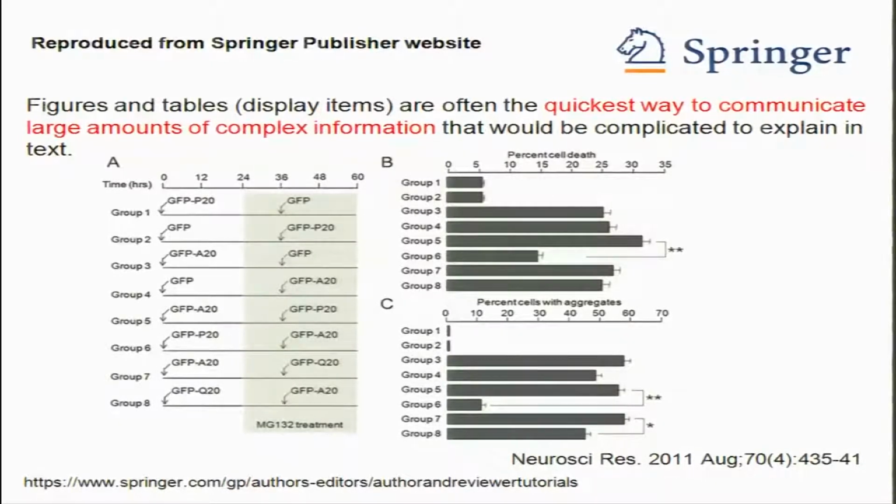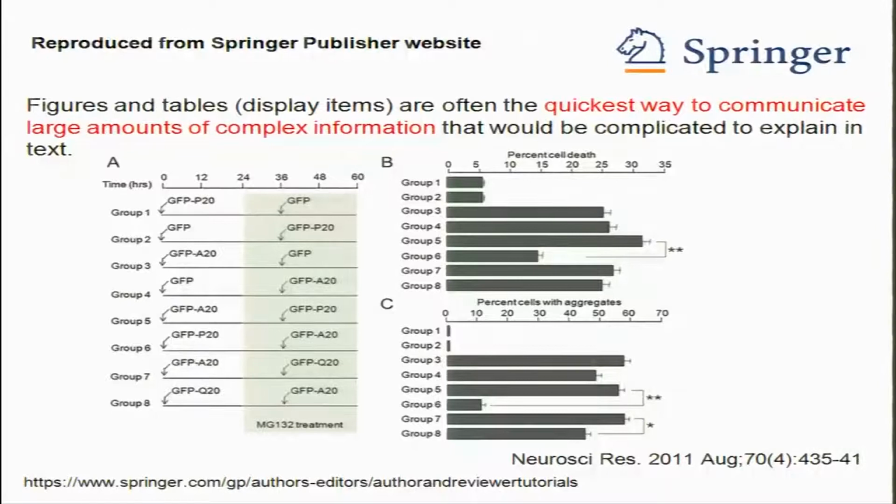Now, each group had a different type of combination. You can see GFP P20 followed by GFP. Let us not get into these details, but what it says is GFP P20 was introduced at 0 hour and the following one, GFP, was introduced at 36 hours. Now, you have various combinations, right, and then you also say that at 24 hours after introducing the first set, that is GFP P20 in group 1, you have added a chemical called MG132. From 24 to 60 hours the cells basically were maintained in the given chemical. So, that is what it explains.